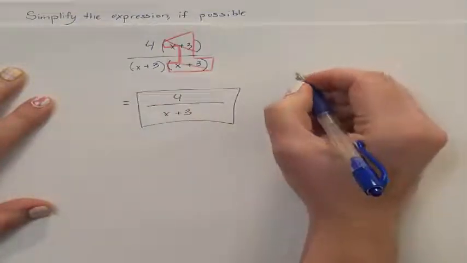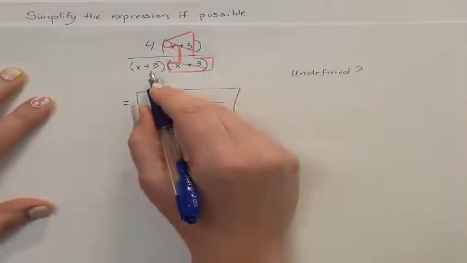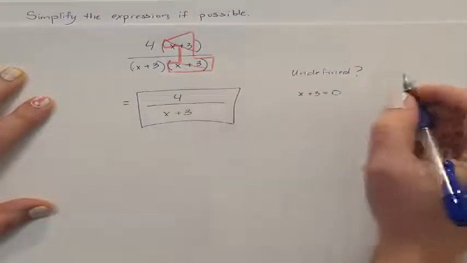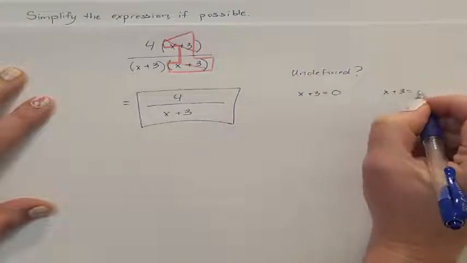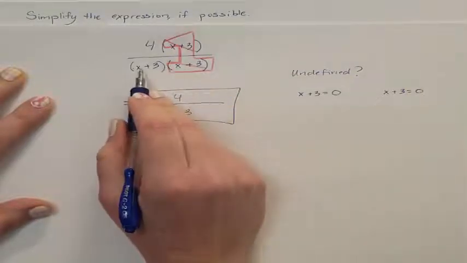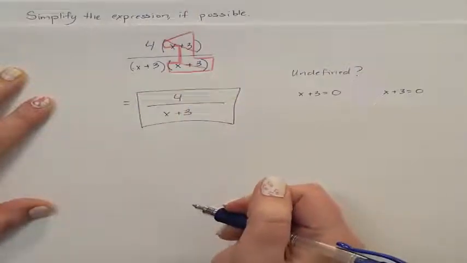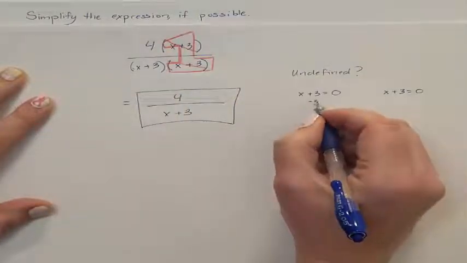So we got to check. We want to know, when will this parenthesis be 0 and when will this parenthesis be 0? Because if either of these parentheses are 0, we now have a 0 in the denominator and we are now undefined, which we cannot have. So we're going to solve for x.